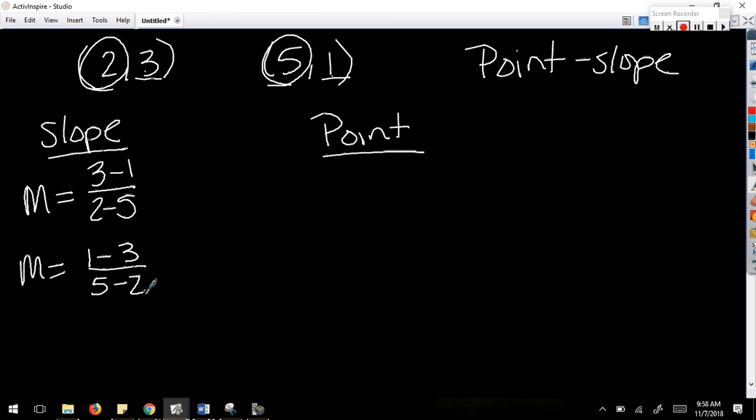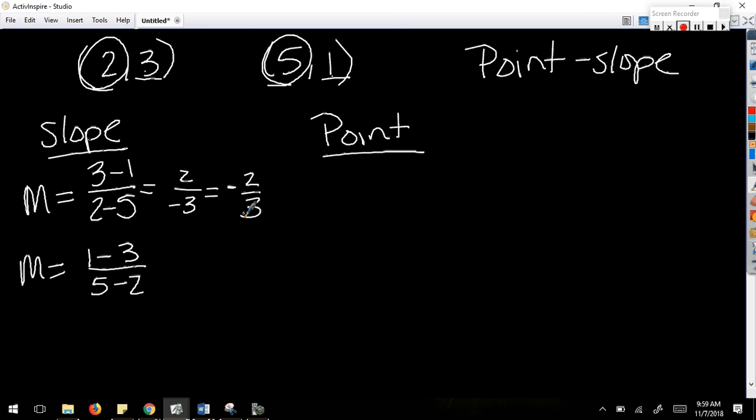Over 5 minus 2. Watch what happens. They're going to give me the same thing because as long as I use the same point top and bottom, it's okay. 3 minus 1 is 2. And then 2 minus 5 is negative 3. So the slope is negative 2/3, right?